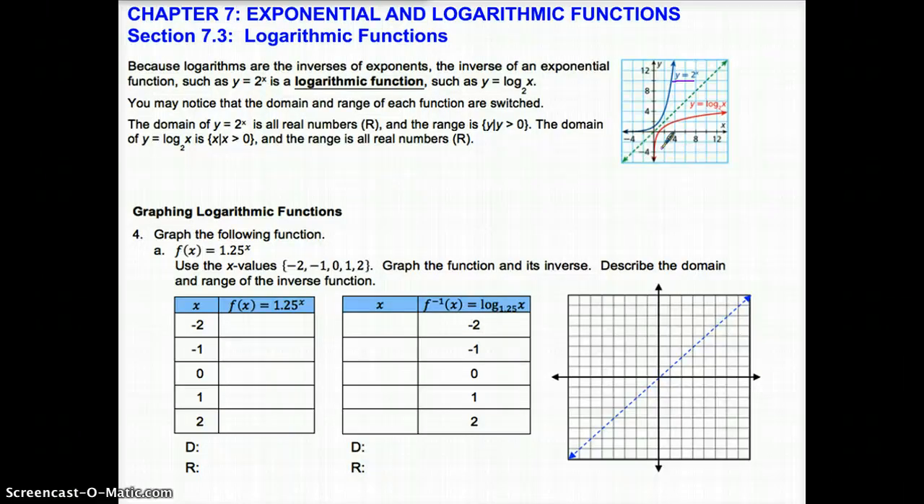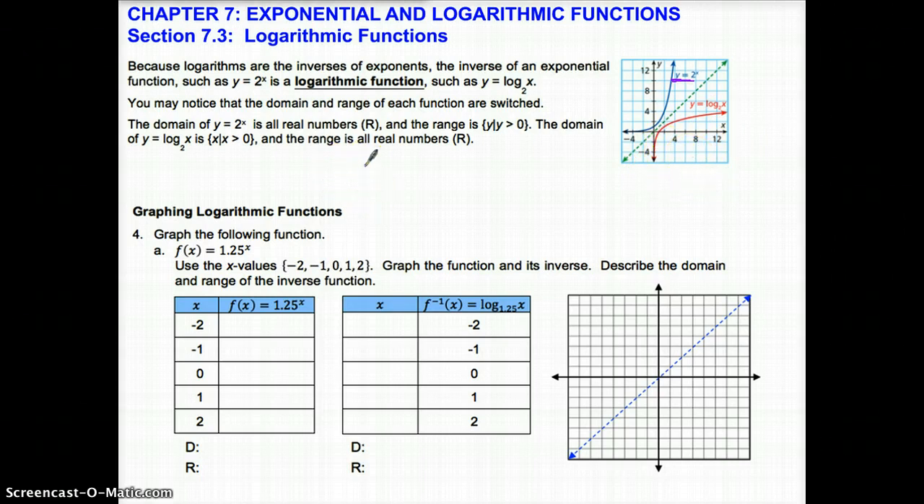and we can see that when we look at our initial exponential function y equals 2 to the x, the domain is all real numbers and the range is y greater than 0, because our x-axis is the asymptote. When we graph y equals log base 2 of x, our inverse function, we can see that our domain would be all values x greater than 0, because our asymptote is now the y-axis, and the range is all real numbers because we're not limited for our y values.